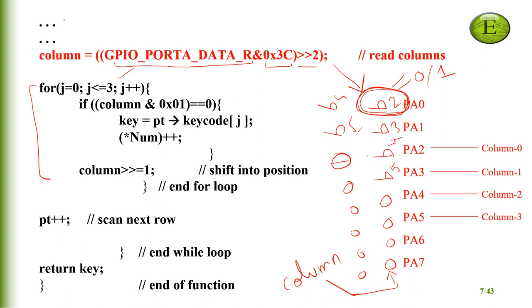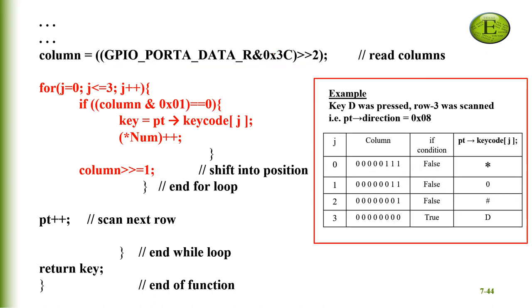Okay, so what is the purpose? What is the whole idea of shifting the bits right in the column variable? Well, let's take a look at an example to better understand what's going on. Suppose that key D was pressed, and at some point row 3 was being scanned. What this means is that the direction variable has a value hex 08. You can consult the struct row for more details. Then we need to dry run this for loop over here.